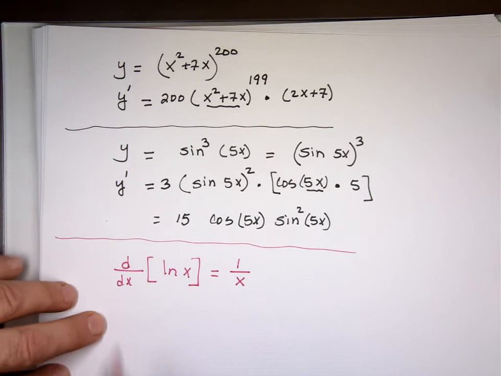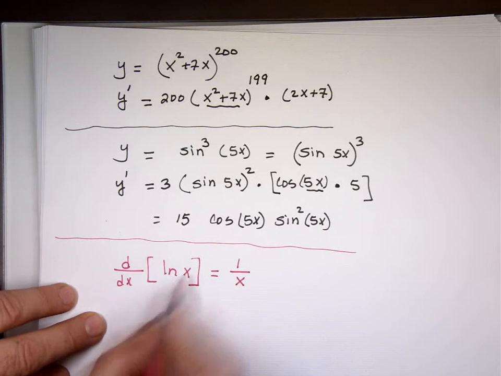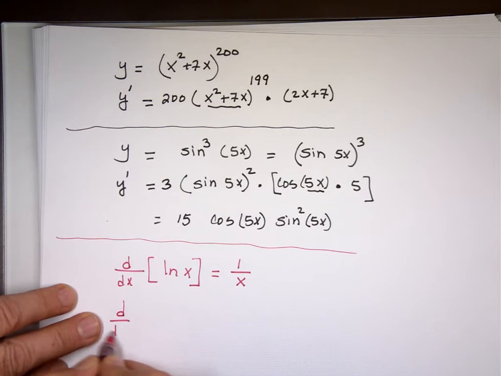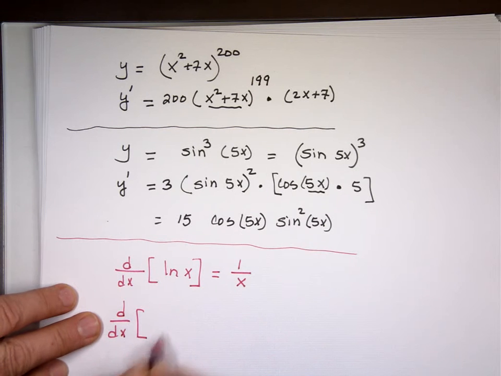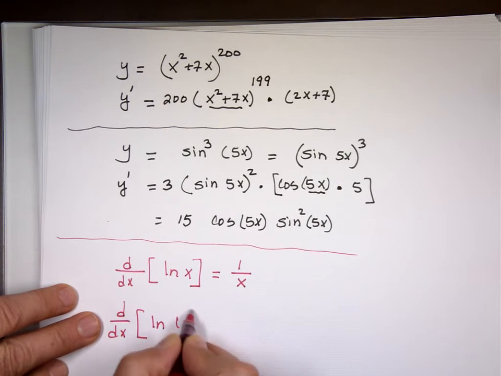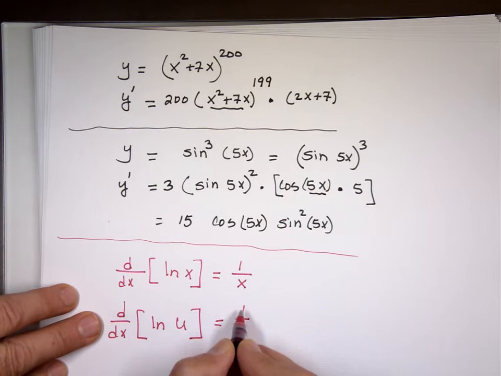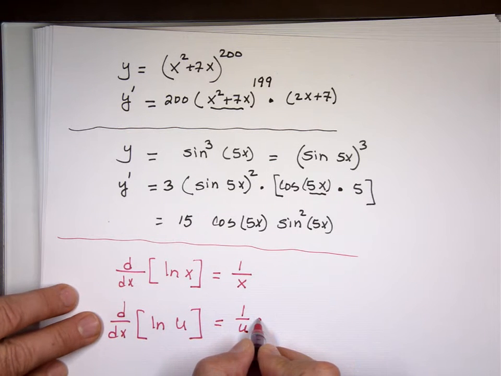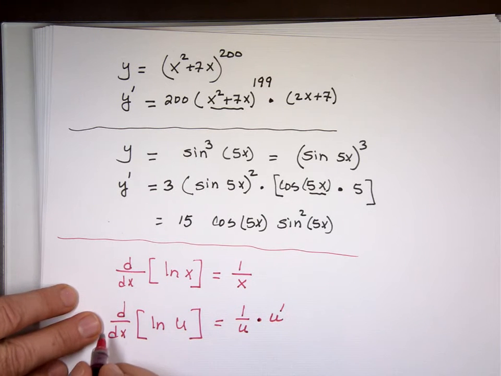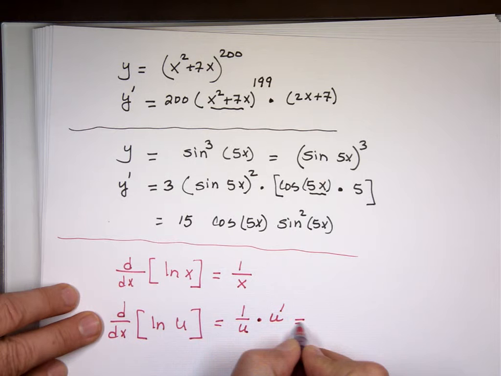What about if that's a u, not an x? If that was a u instead of x, it's still going to be 1 over u, just like 1 over x, except now times what? The derivative of u, which is what? U sub prime. So a lot of times you see that written as u sub prime over u.